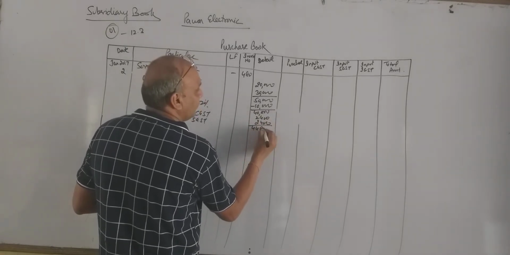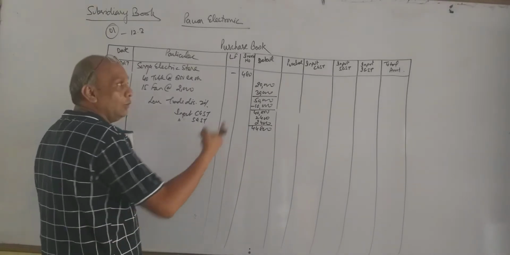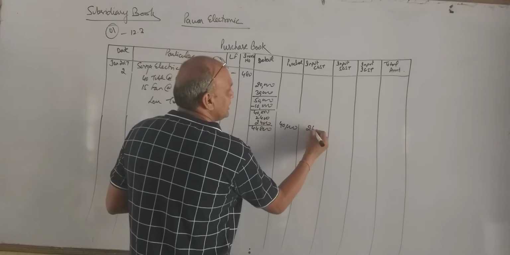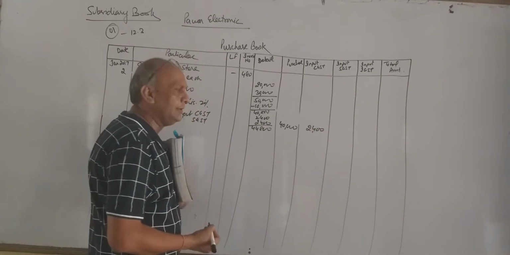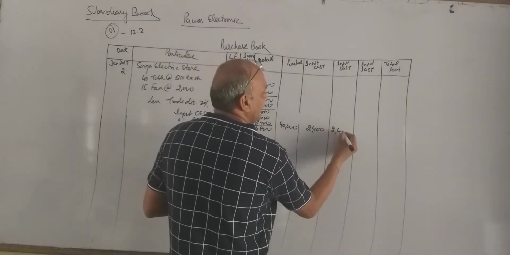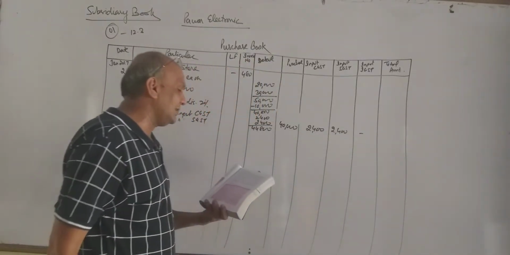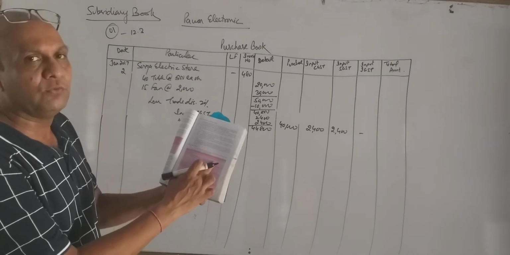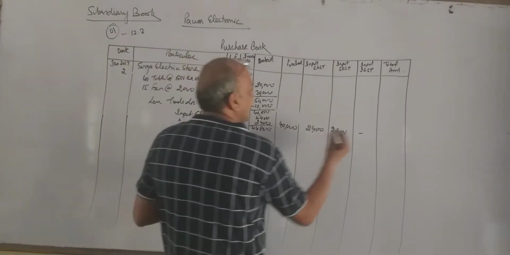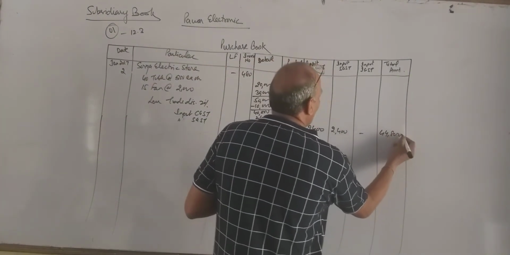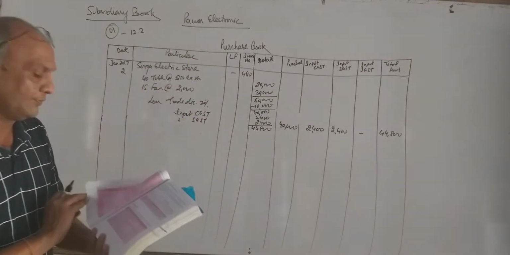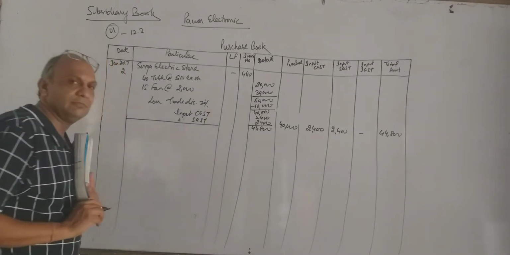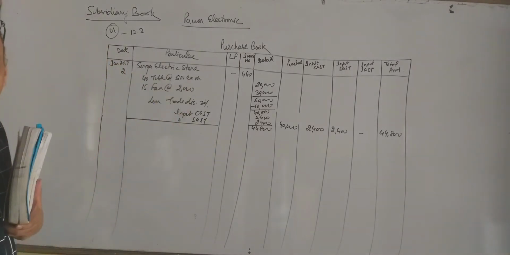Total is 44,800. Now how to show? Your purchase is 40,000, input CGST 2400, input SGST 2400. This transaction is within the state. Our business is in New Delhi and the party from whom we are purchasing is also of New Delhi, and here the total will come 44,800. So this is the first transaction we have passed. Don't go further yet.